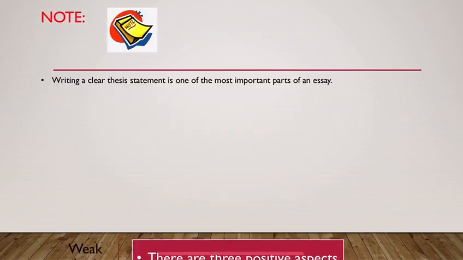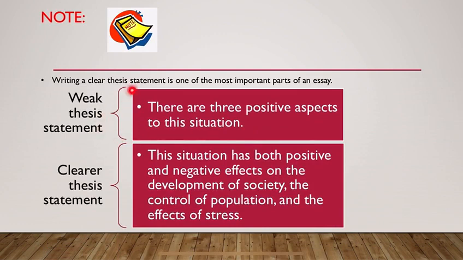Now here's a note. If we compare this thesis statement and this thesis statement, let's read them. There are 3 positive aspects to this situation. This thesis statement, I might think that it is basic, it is weak. While if we take a look at this one, this situation has both positive and negative effects on the development of the society, the control of population, and the effects of stress. This one is a clearer thesis. This one is more developed and it is more understandable.